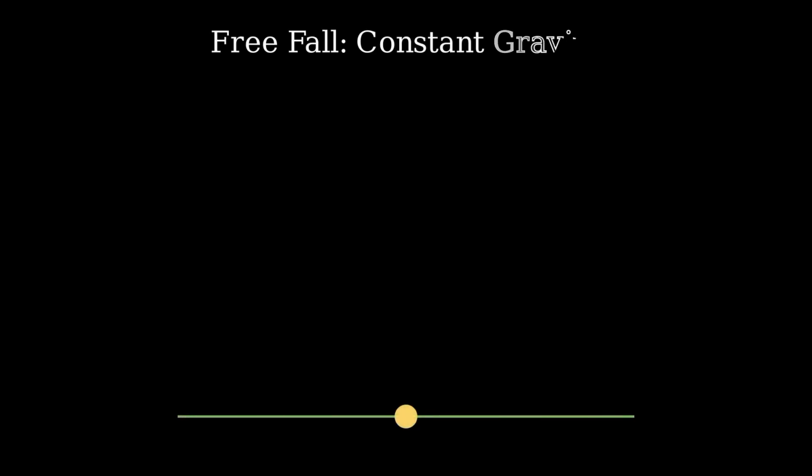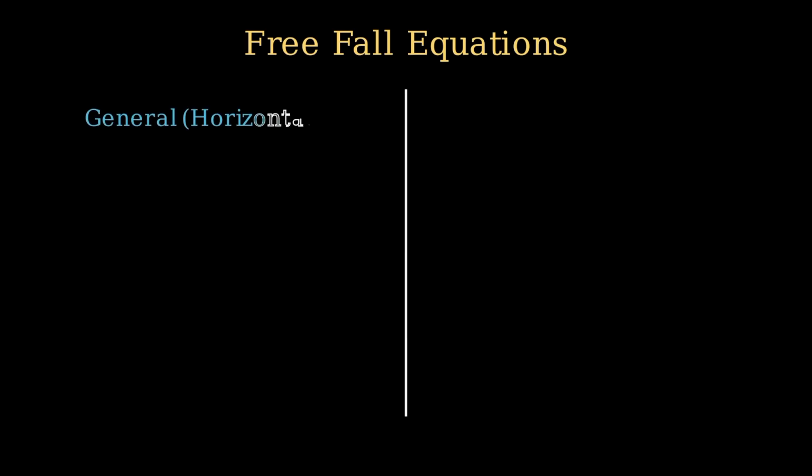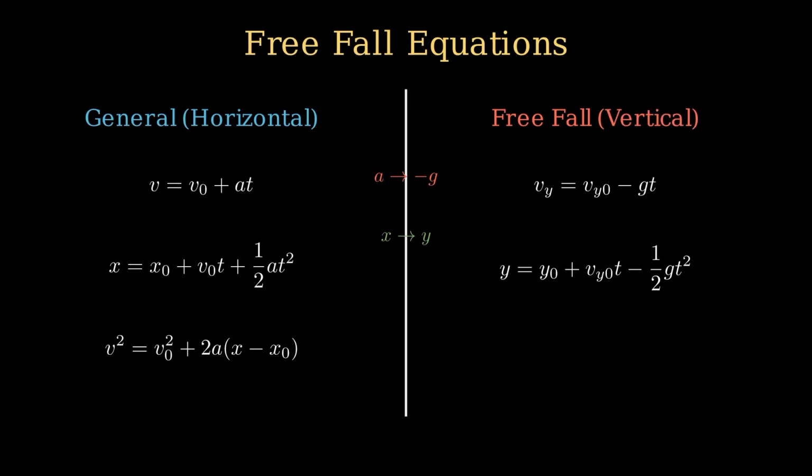In free fall, notice how the velocity changes, but gravity always points straight down. You don't need to memorize new equations for free fall. Just take our general kinematic equations, change acceleration a to negative g, and swap x for y. And just like that, you have your vertical motion equations.